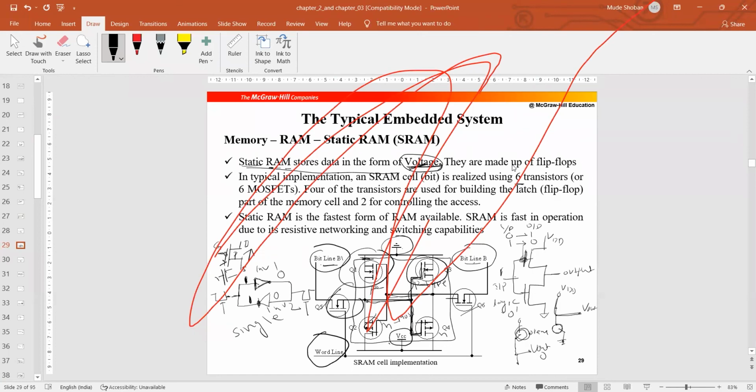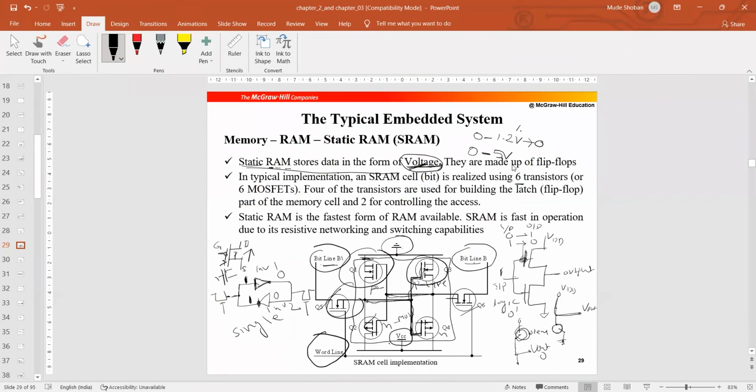any device which has 0 to 5 volt, if it operates in between 0 to 5 volt, and if it is noticed that 0 to 1.2 volt, it might be considered 0, and greater than 1.2 and up to 5 volt, it can be read as logic 1. That is the form of digital conversion, because in the memory you are ultimately storing zeros and ones. But practically, memory stores in the RAM in the form of voltage levels, not zeros and ones. So an SRAM cell bit is realized using 6 transistors, 6 MOSFETs.